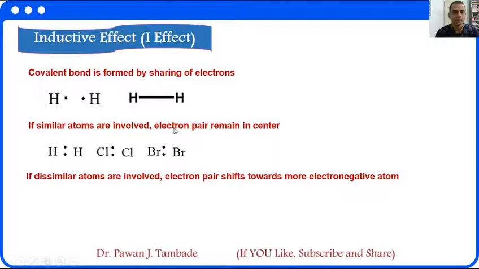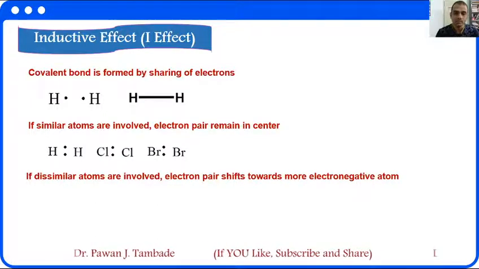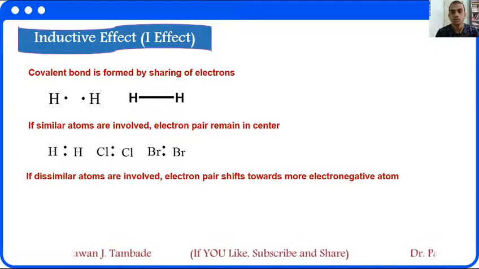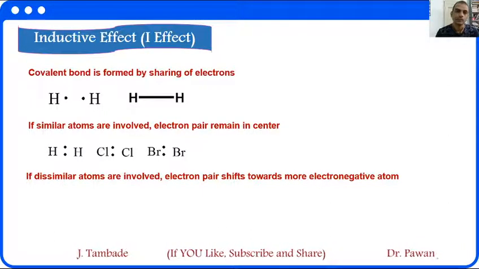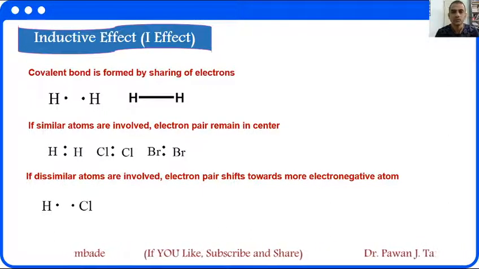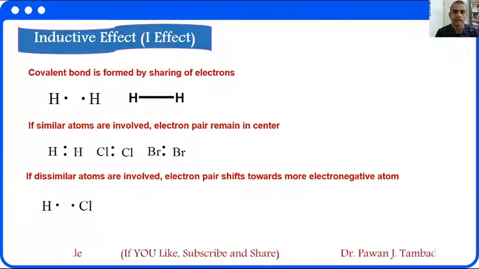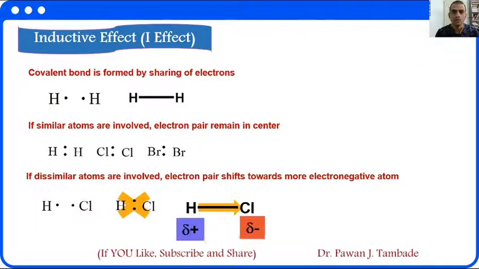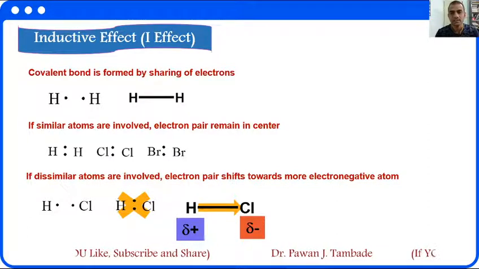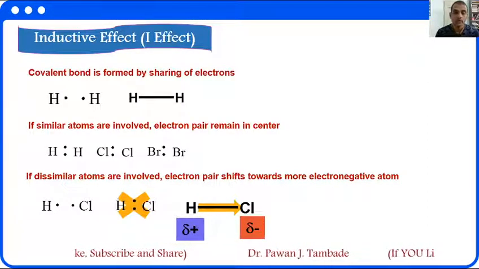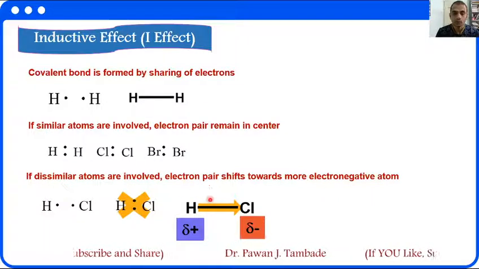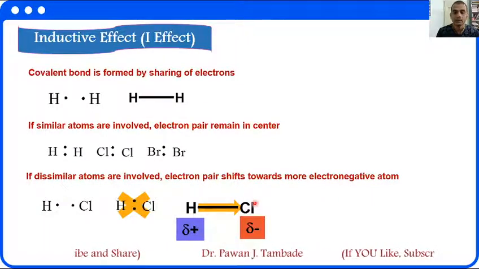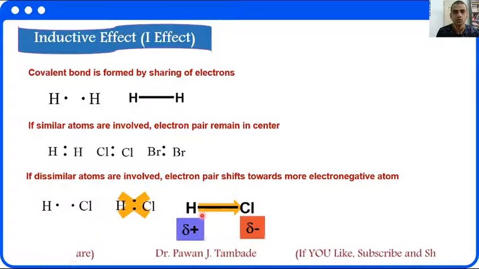However, if a bond is between dissimilar atoms, then the electron pair shifts towards the more electronegative atom. For example, consider the formation of the HCl molecule. After formation of HCl, these two electrons are not present exactly between the two nuclei. Because chlorine is more electronegative, it will pull the electrons toward itself and acquire a partial negative charge, and hydrogen will get a partial positive charge.